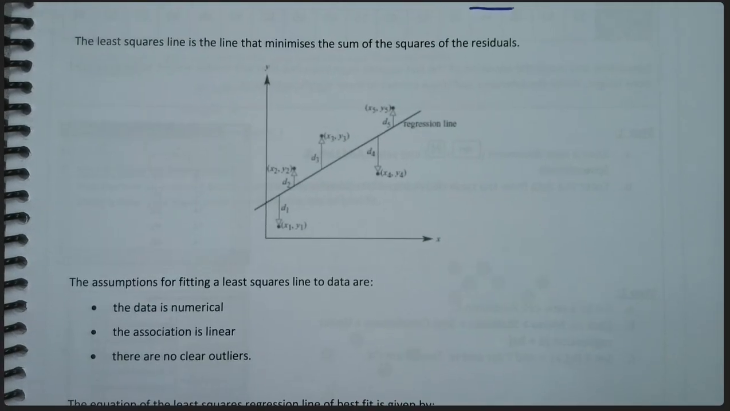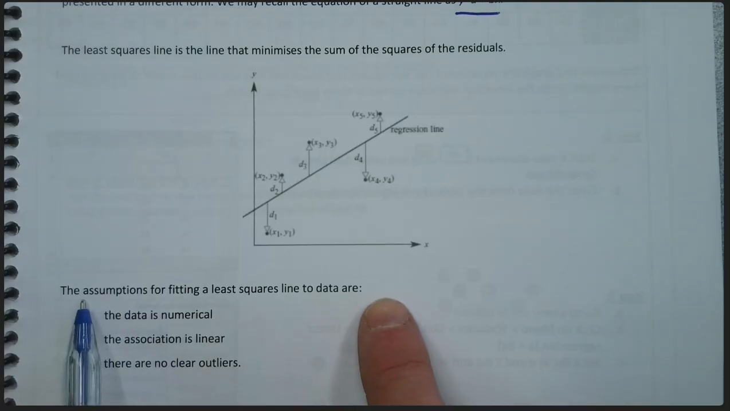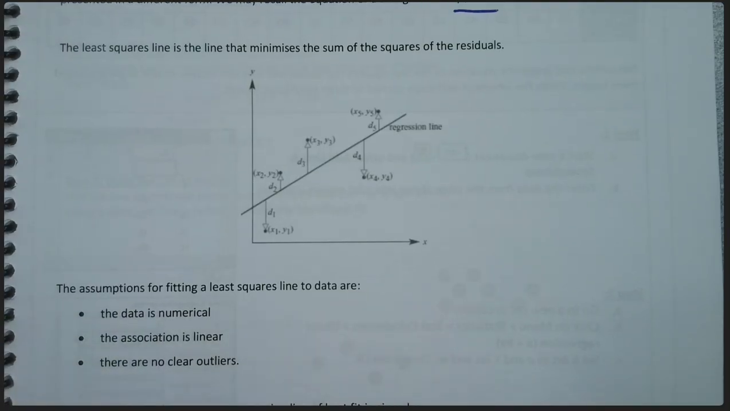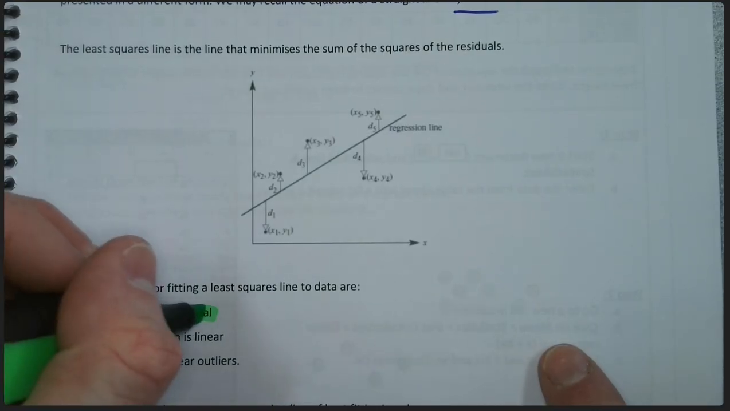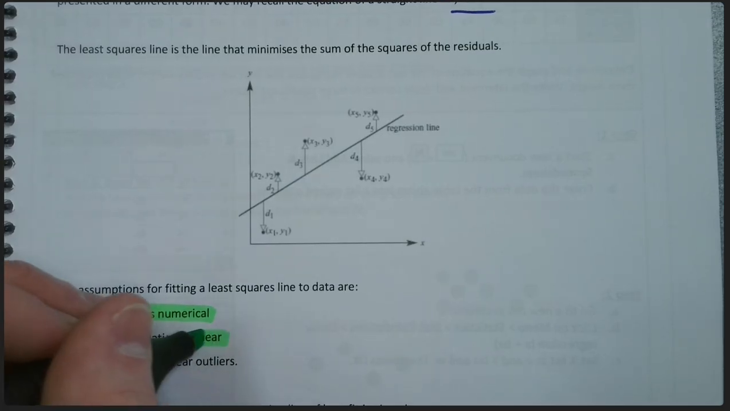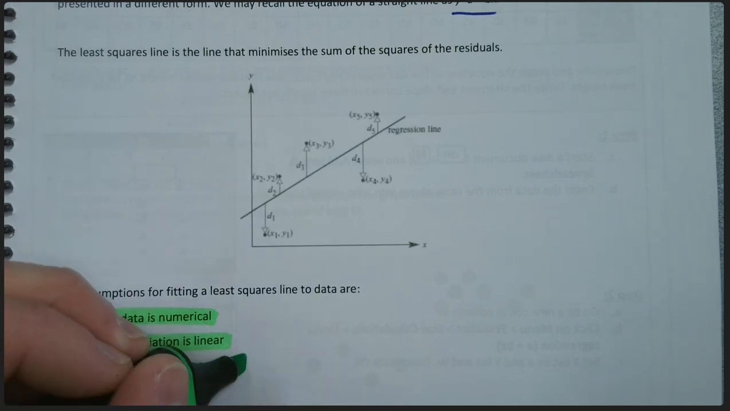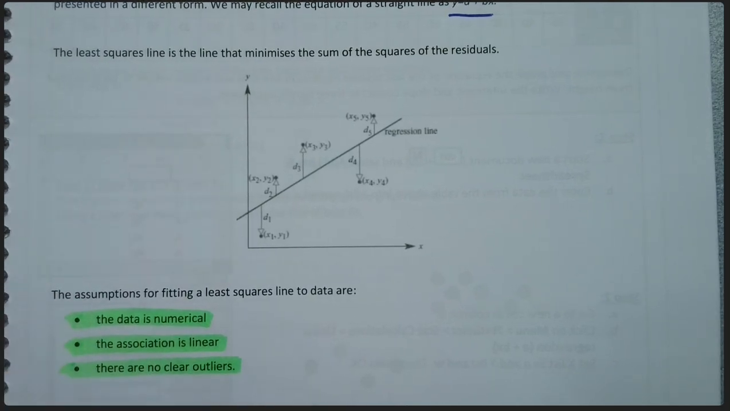There are some important assumptions for fitting a least squares regression line to data, right? To use your CAS and apply this least squares regression line, we need to have these three things. The data needs to be numerical, so it can't be a category like car colors or something like that. It needs to have a linear association, so it doesn't work for non-linear data. There are no clear outliers is another important one, but we'll get to outliers a little bit later on.